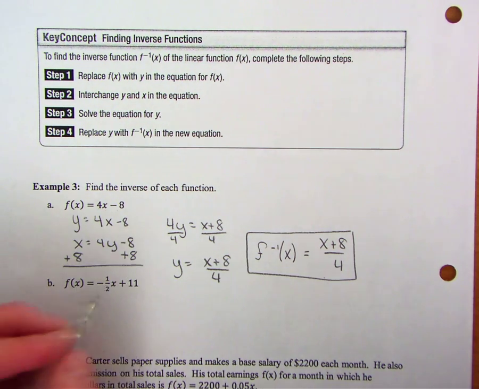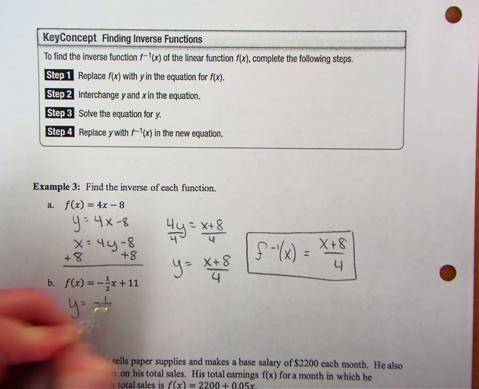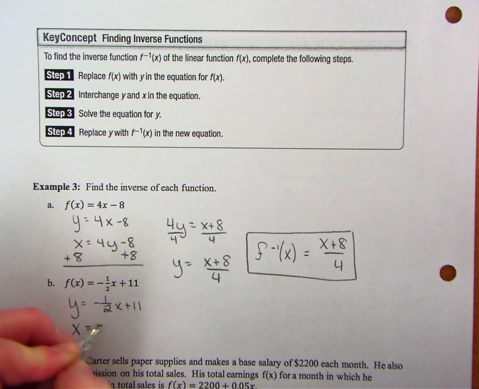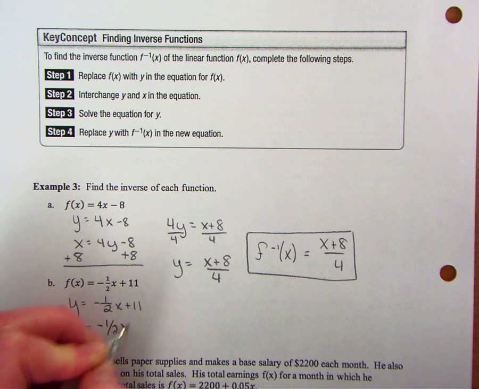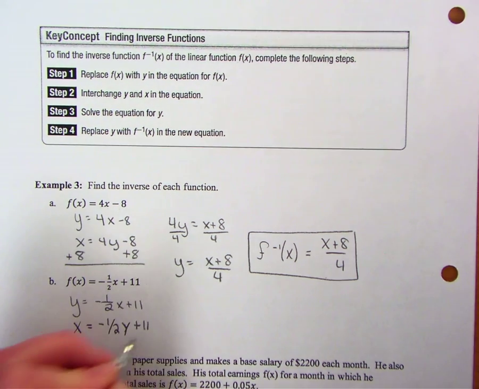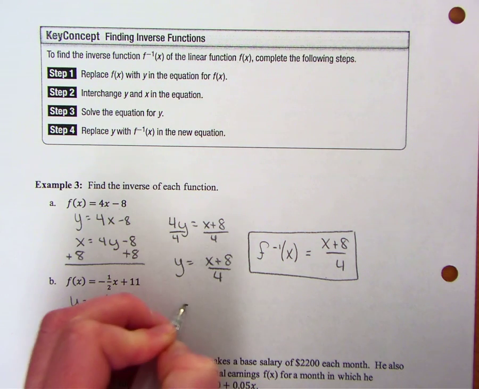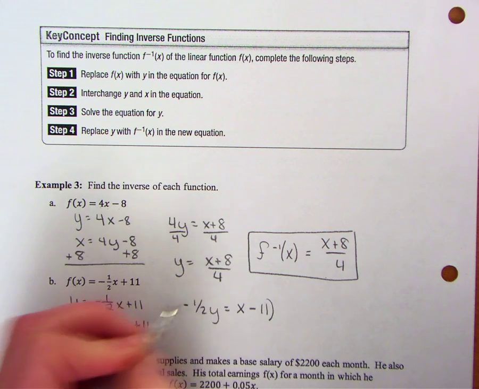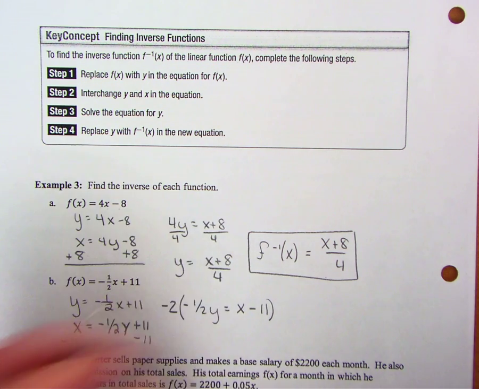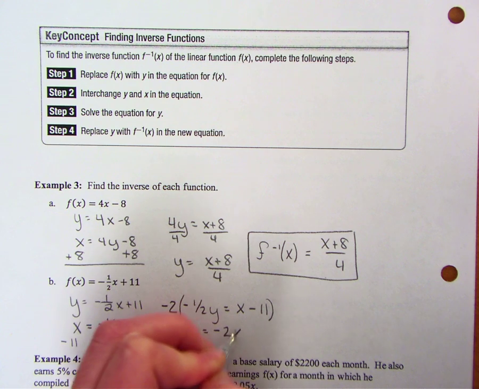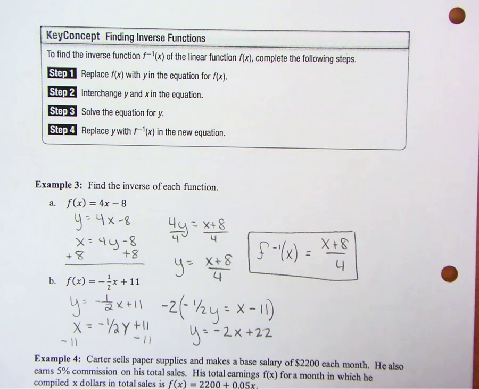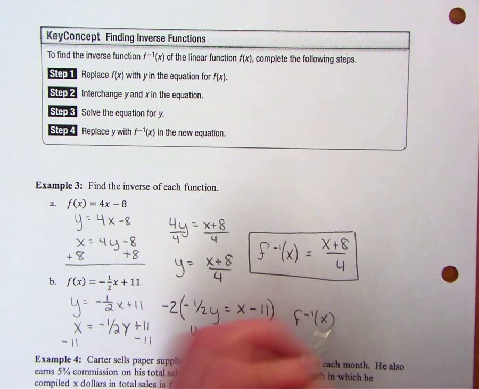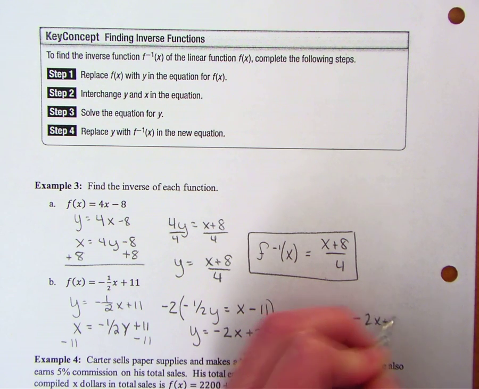Okay? So looking at the next one, y equals negative 1/2 x plus 11. We're going to switch the x and the y. So x equals negative 1/2 y plus 11, and then we're going to minus the 11. Negative 1/2 y equals x minus 11, and to get rid of the negative 1/2, we can multiply by negative 2. y equals negative 2x plus 22. So now our f negative 1 of x is negative 2x plus 22.